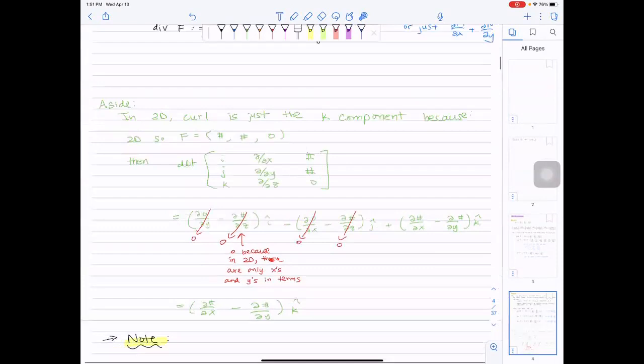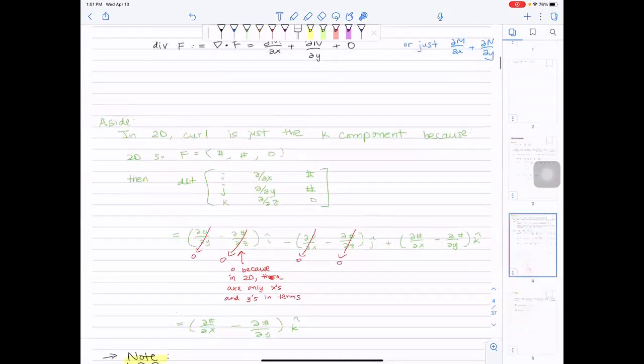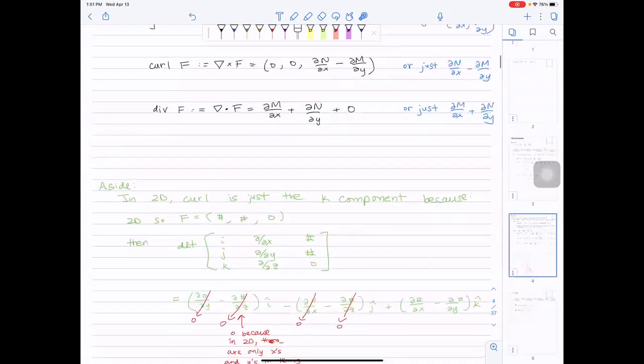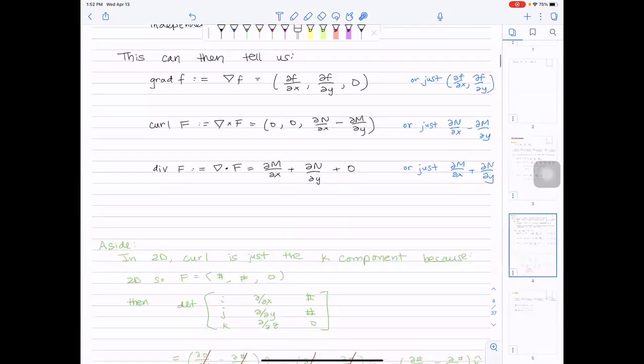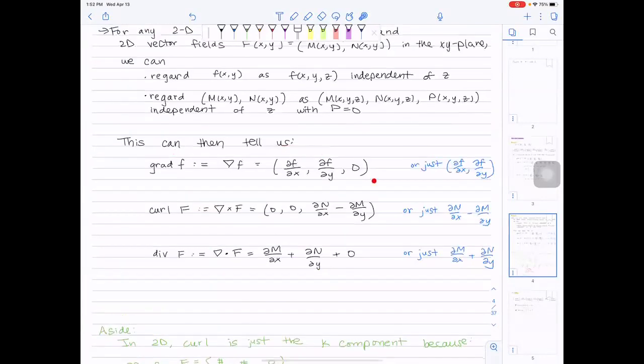And what happens to the divergence? Well, there's still an x partial, there's still a y partial, but there's no z variable, so this becomes 0. So in 2 dimensions, if we just have an x and a y, these are our formulas here. Okay. Any questions on those definitions?